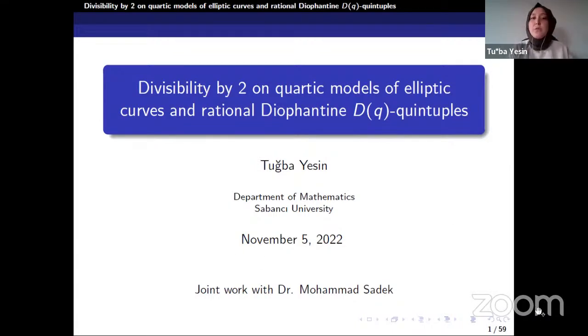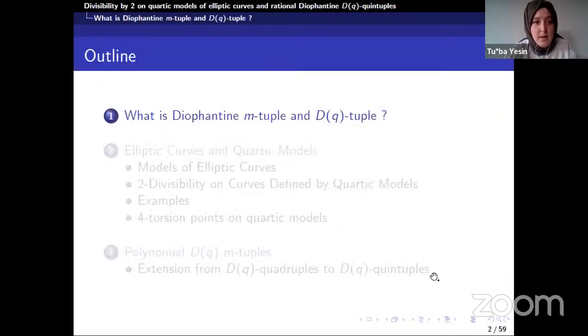Today, I will talk about divisibility by 2 on quartic models of elliptic curves and rational Diophantine D quintuples. First of all, this is joint work with my supervisor, Dr. Mohammed Sadek. Firstly, I will mention the Diophantine M tuple. What are these tuples and D quintuples?